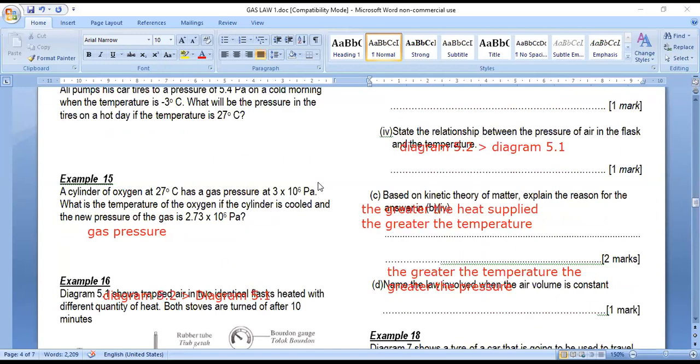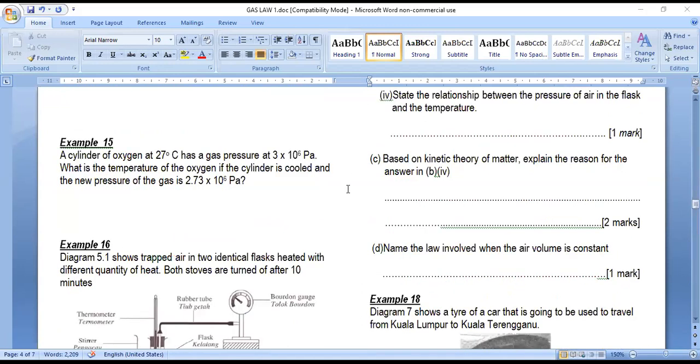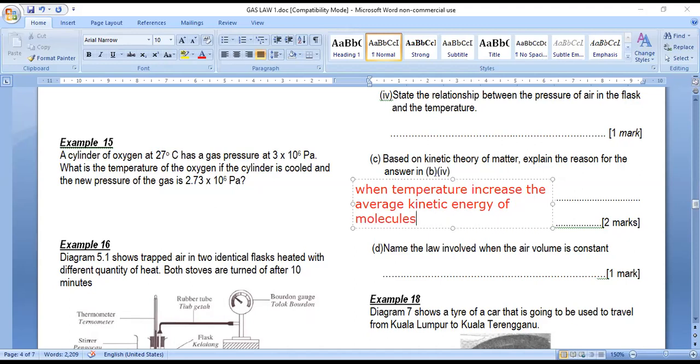So based on kinetic theory of matter, explain why this happened. They only give 2 marks, so only 2 points will do. So you can say when temperature increases, the average kinetic energy of molecules increases.